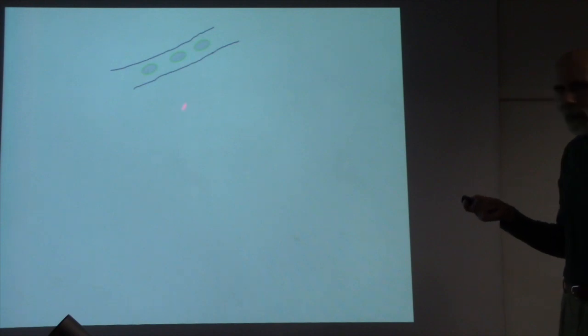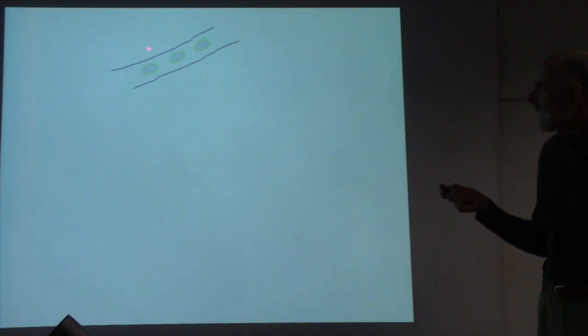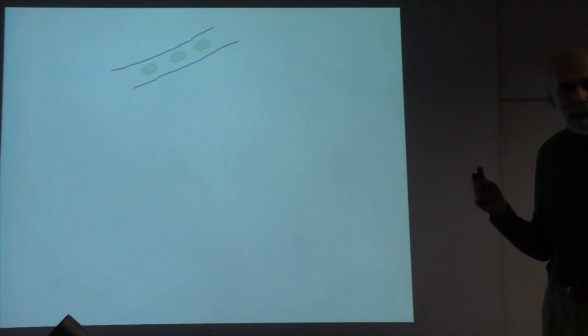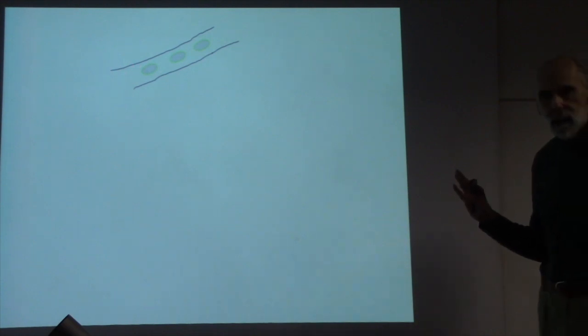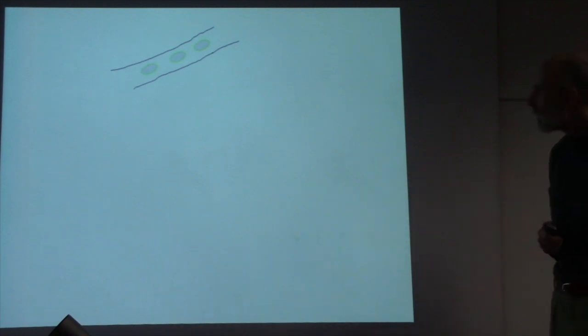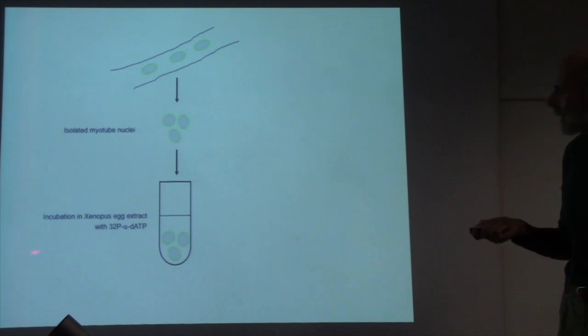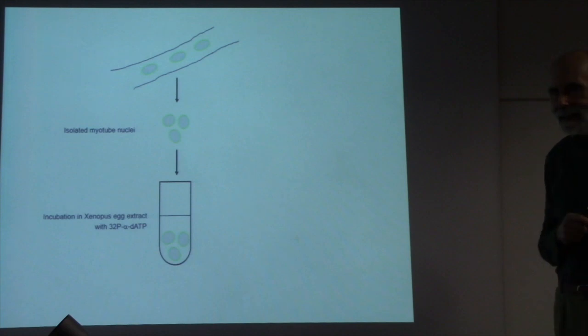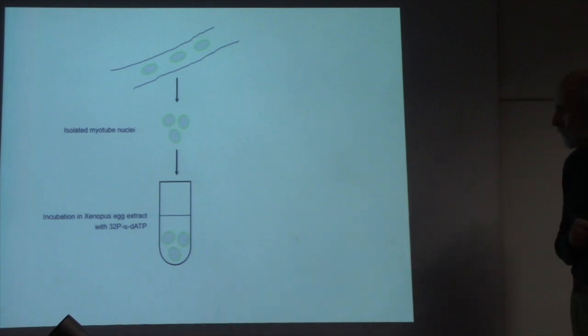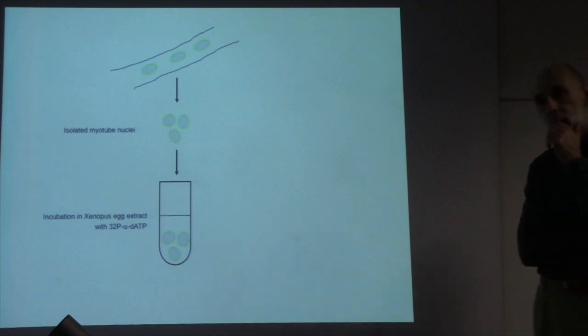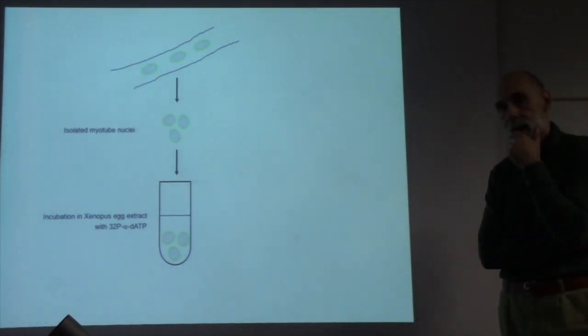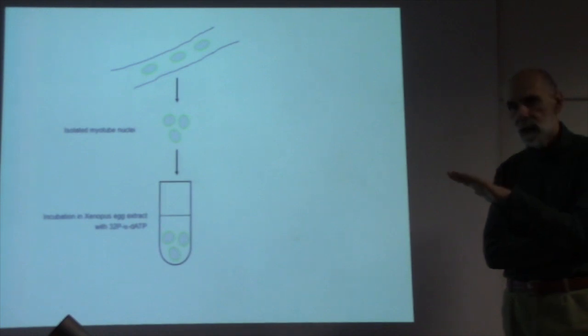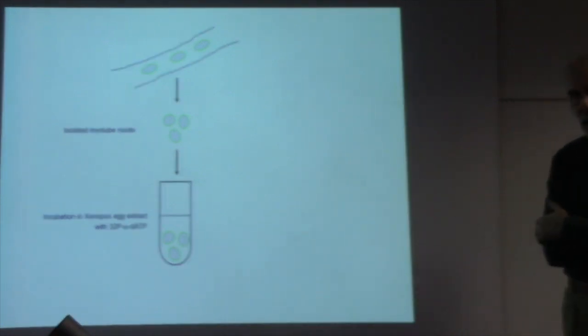Okay, so the authors reason this way. They isolate the nuclei from non-reactivated myotubes, wild-type quiescent myotubes, and they incubate them in Xenopus egg extract with a label that's used to determine whether DNA is replicated. The myotubes had the inhibition of P21? Yes, they were not reactivated, not manipulated. Oh, okay. Unperturbed myotubes.